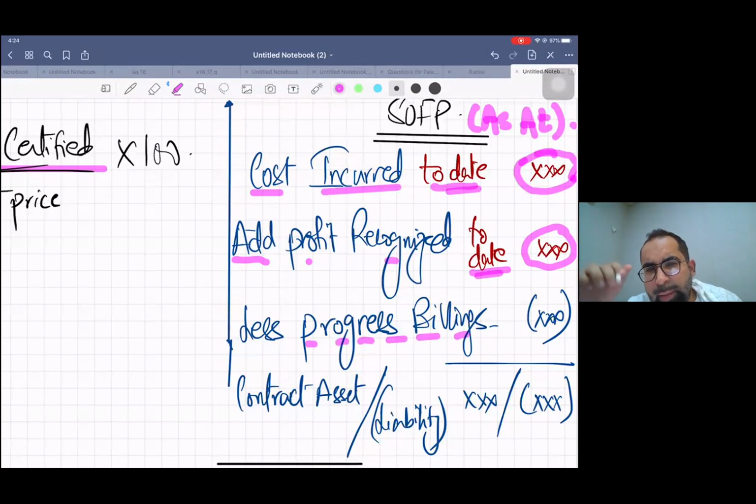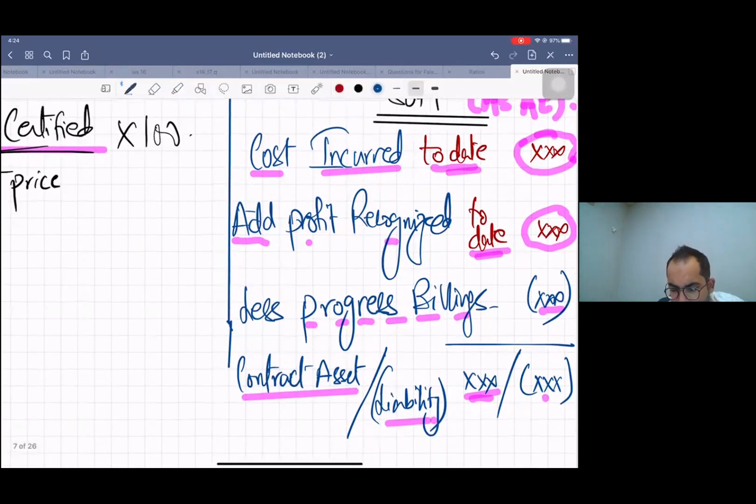Progress billings means the amount invoiced, so how many invoices you have sent to date. If the answer is positive, this is your contract asset. If the answer is negative, it's a contract liability. The contract asset will go in the current asset side of SOFP, and the liability will go in the current liability section. Please have a look.